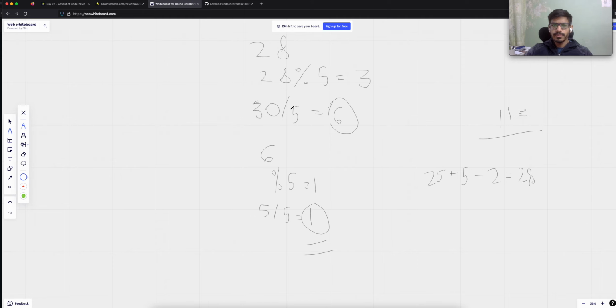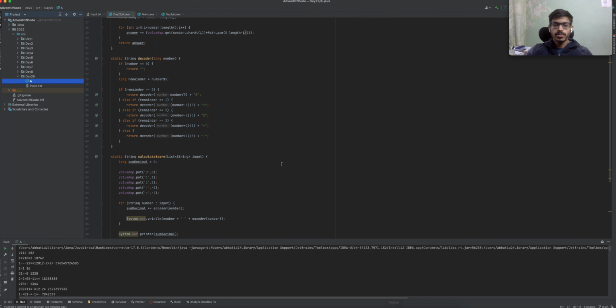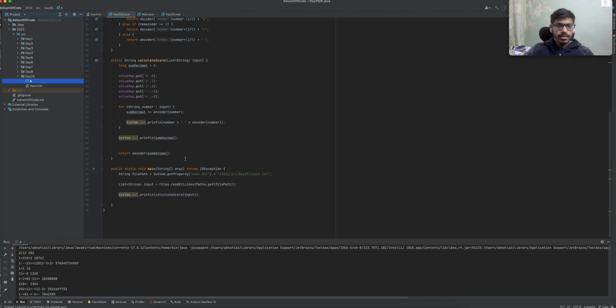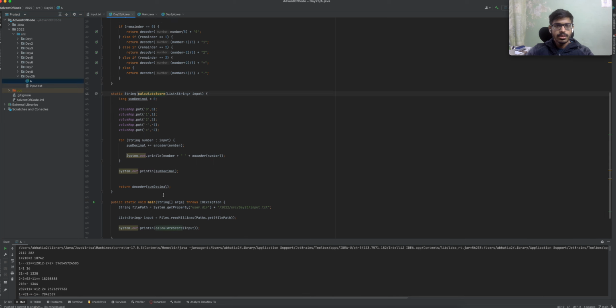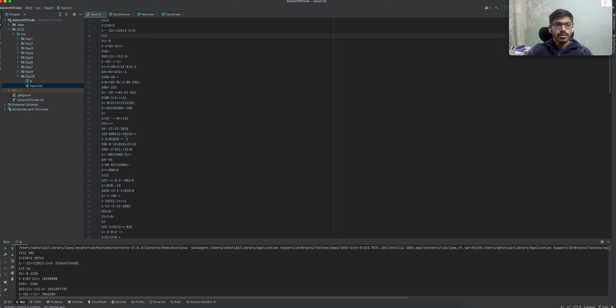So I think if you take 2-3 examples here, it would be more clear, and I'll show you the code now to explain it better. So this is the basic code template that I've been following for these puzzles. I've done some of them. You can find it in the GitHub repo. Just reading this file and passing the entire input to the calculate score.